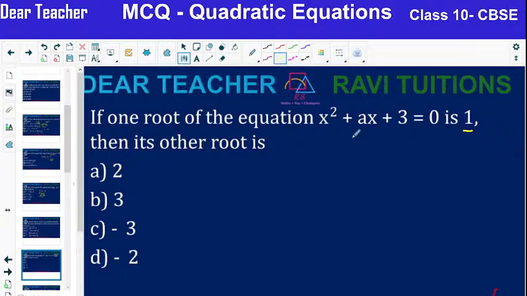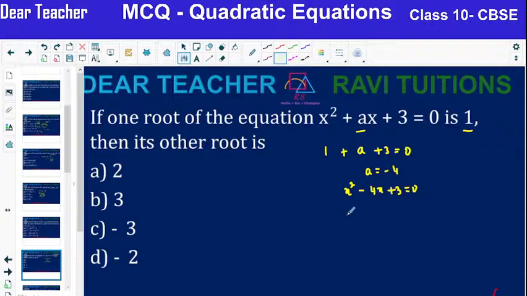You have to find out a and then go for the other root. So one root is 1. If you substitute in this, it will get satisfied. 1 square is 1, a into 1 is a, plus 3 is equal to 0, and a is equal to minus 4. The quadratic equation is x square minus 4x plus 3 is equal to 0.